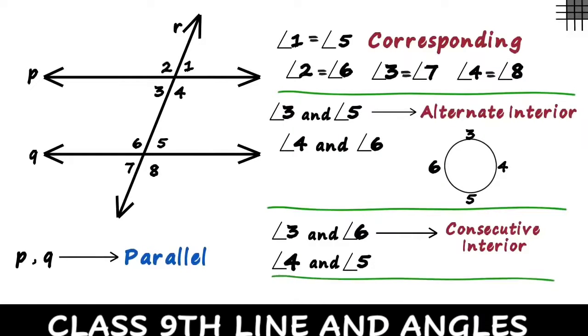And the last types of angles that are formed are vertically opposite angles. Angles 1 and 3 are called vertically opposite angles. In all, there are 4 pairs of vertically opposite angles. Apart from angles 1 and 3, we have angles 2 and 4, angles 5 and 7, and angles 6 and 8 as the other 3 pairs. And vertically opposite angles are always equal. These were the different types of angles that were formed when a transversal meets two parallel lines.